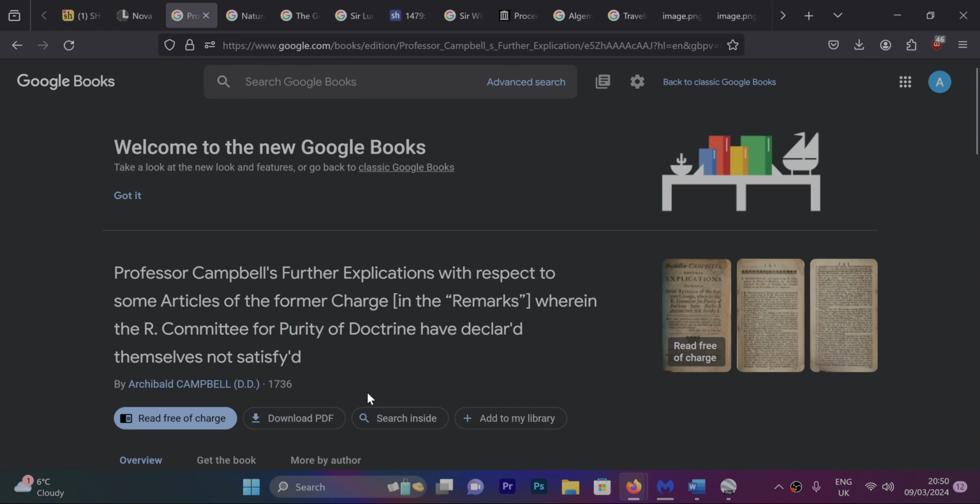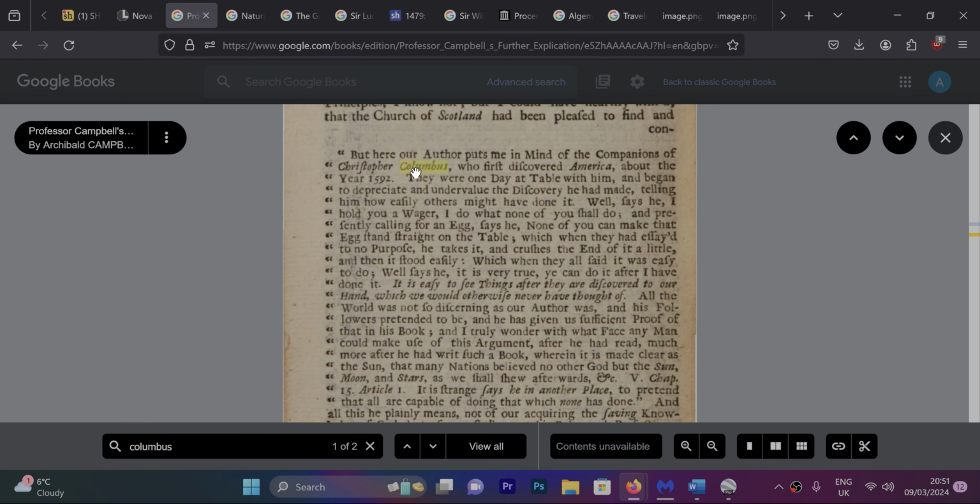So what about this book, which is 1736? But here our author puts me in mind of the companions of Christopher Columbus, who first discovered America about the year 1592, or I-592, depending on the way you want to see that. But that's quite strange, isn't it? There's a book that's saying that 1592 is when Columbus and his friends discovered America.